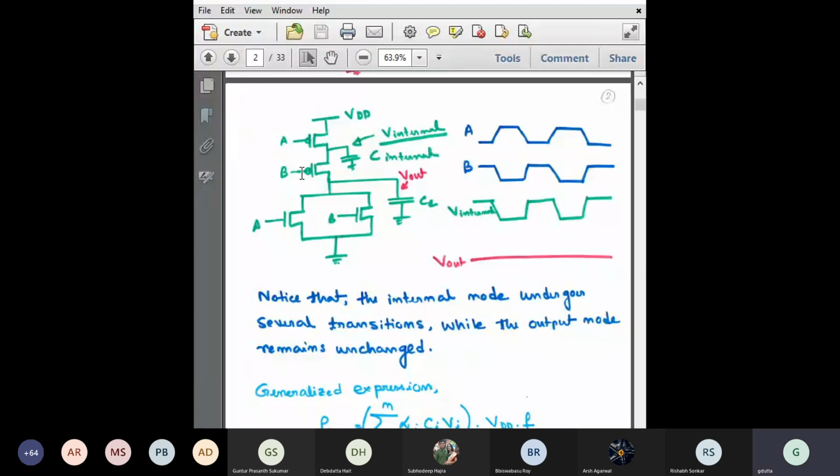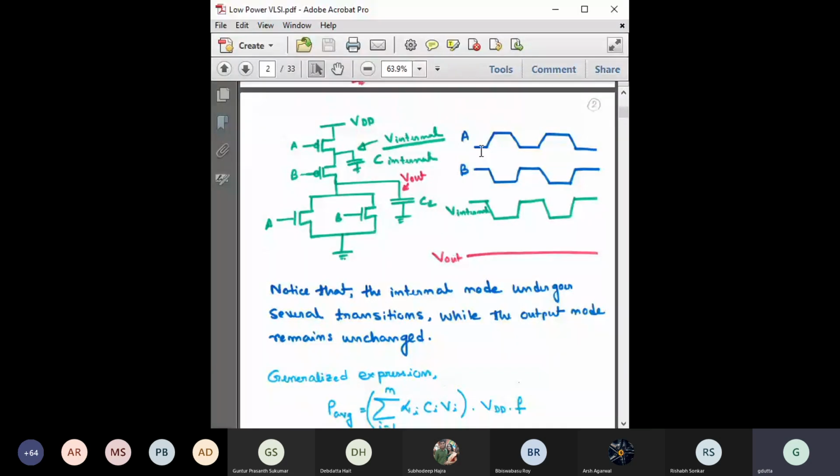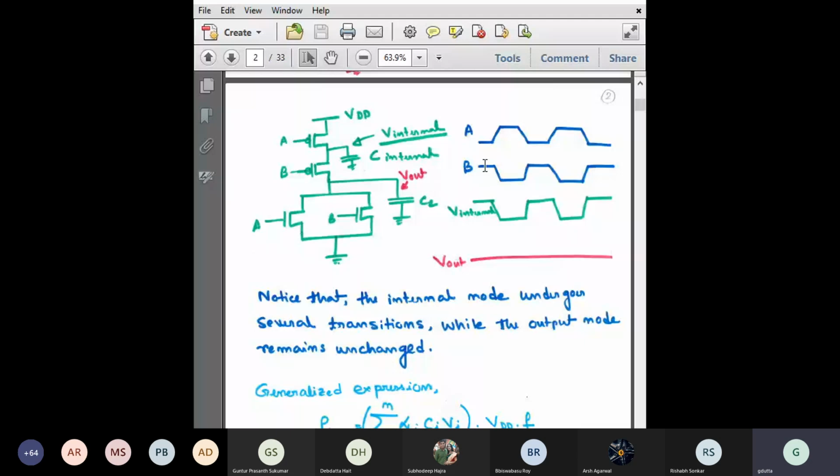Okay, please tell me before we go any further, is this NAND or NOR? NOR. Are you sure? This is NOR. Okay, then let's see. When you can see A and B are changing, when A is 0, B is 1, when A is 1, B is 0, right? Then what should be the output?